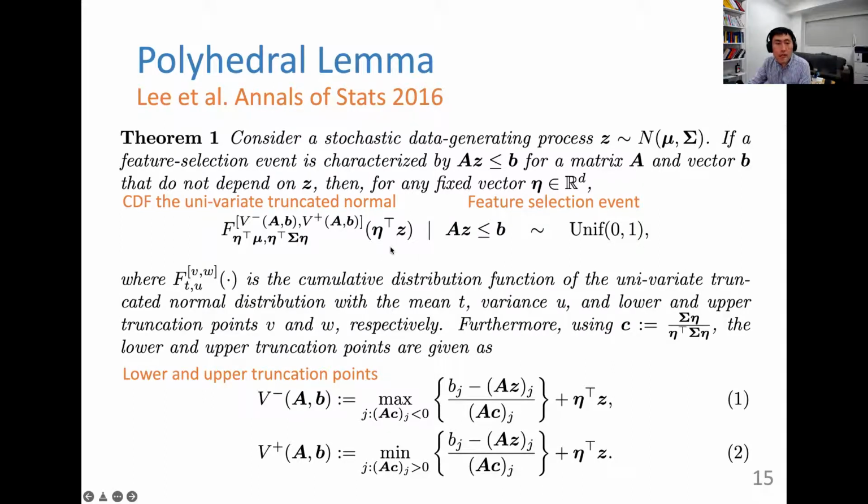The good thing about this polyhedral lemma is that the lower and upper truncation points can be defined in closed form. The key point is that the cumulative distribution can be given in closed form. I will talk about the intuition behind this polyhedral lemma in the next few slides.